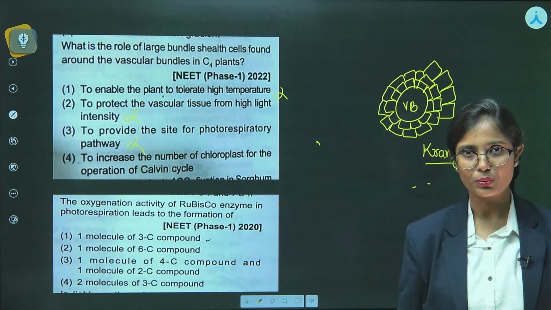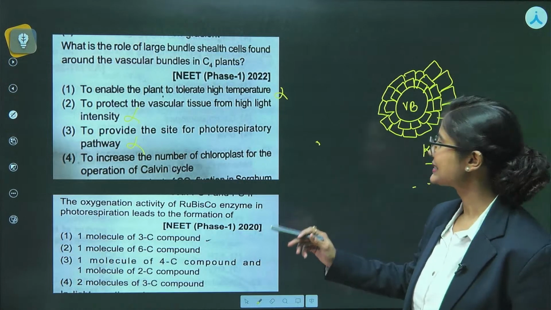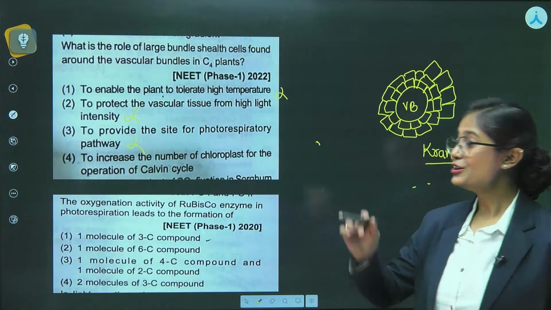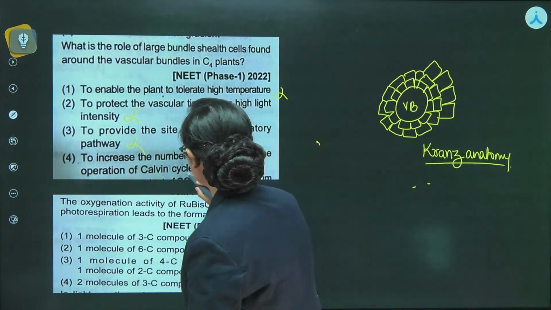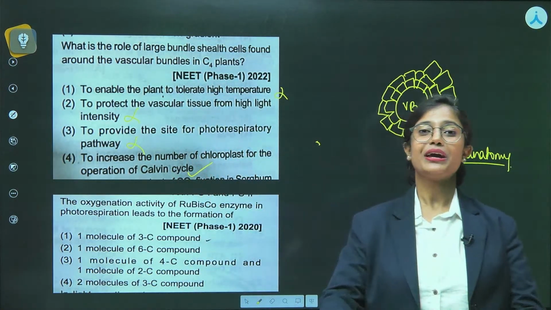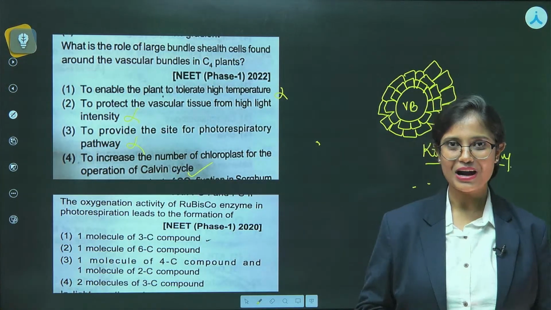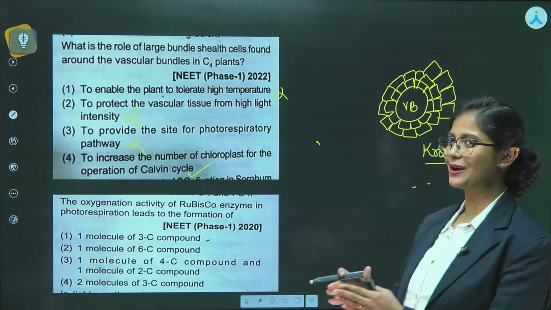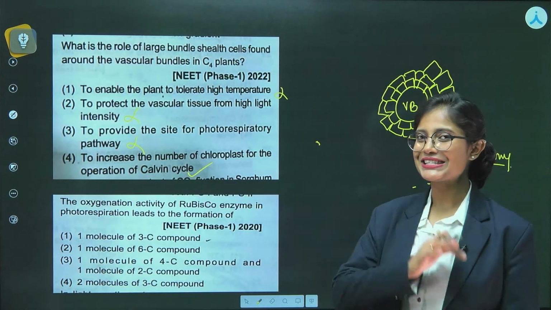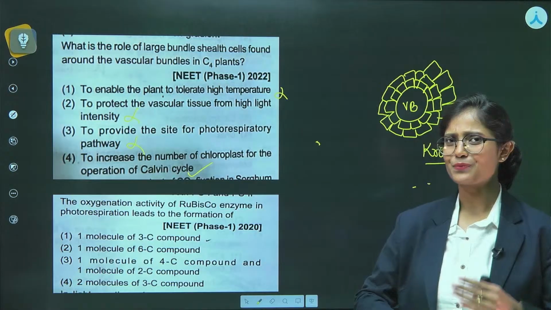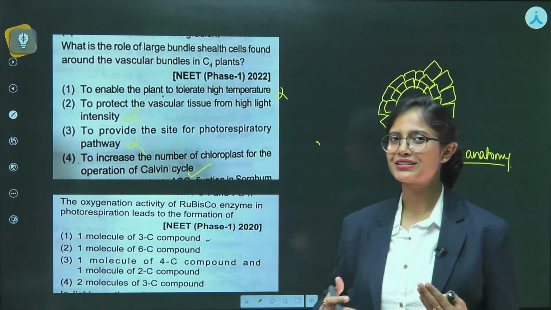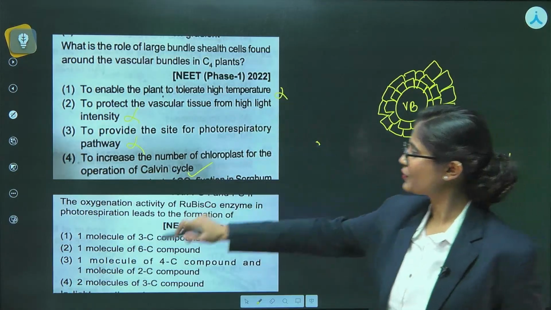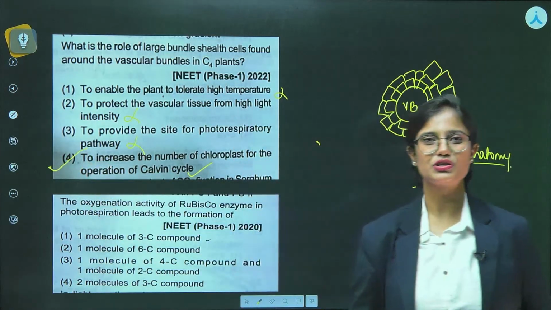Now let's see the fourth one, which says, to increase the number of chloroplasts for the operation of Calvin cycle. So yes, it is absolutely correct. To increase the concentration of carbon dioxide in the C4 plants, bundle sheath cells are present, by increasing the number of chloroplast in them, ताकि ज़्यादा से ज़्यादा Calvin cycle हो और ज़्यादा CO2 fix हो पाए. Right? Therefore, for the question, the correct answer is option 4.